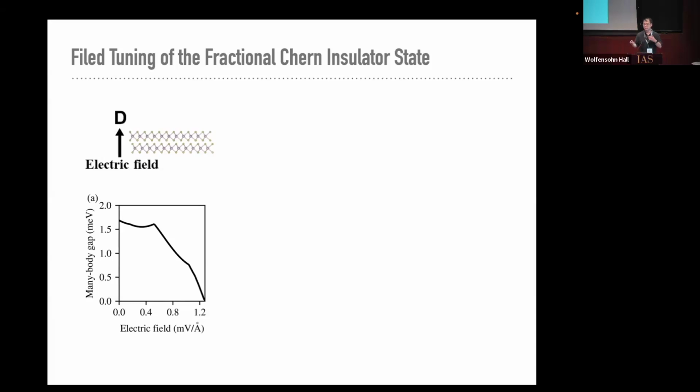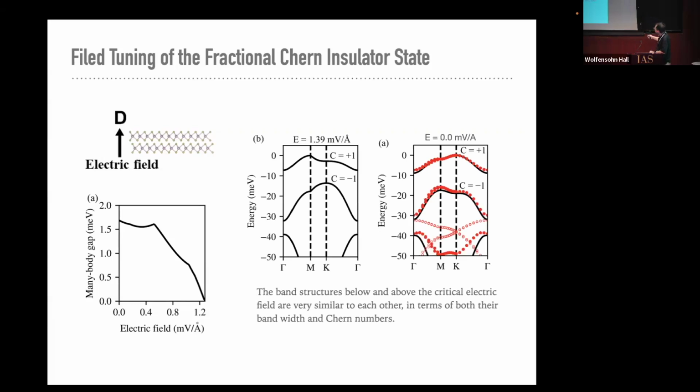On first thought, you would argue this is expected, right? Because if you apply a strong enough electric field, then the system, as Xiao said, will go from a honeycomb-like structure to a triangular-like structure. The bands will become topologically trivial. Of course, the FCI would be destroyed. However, if you look at the single particle bands before and after the gap closed, here is the single particle band structure at 0 electric field, and here is the single particle band structure at 1.39, which is right after the gap closes. You can see that there's really not much difference.